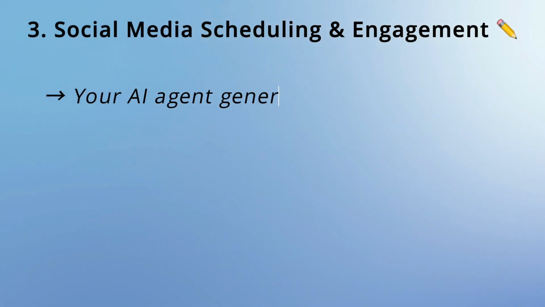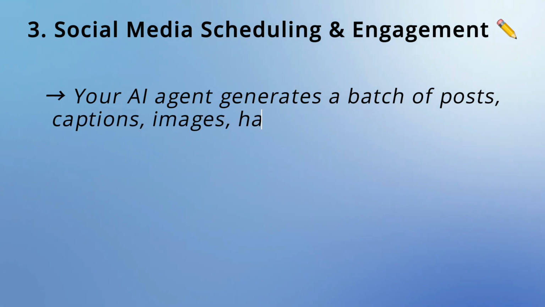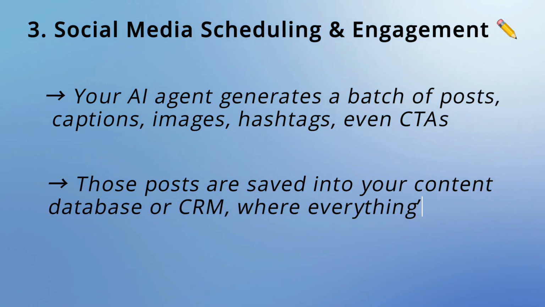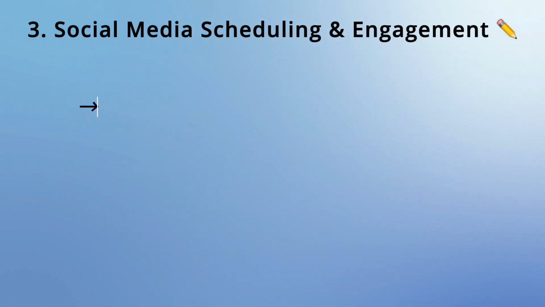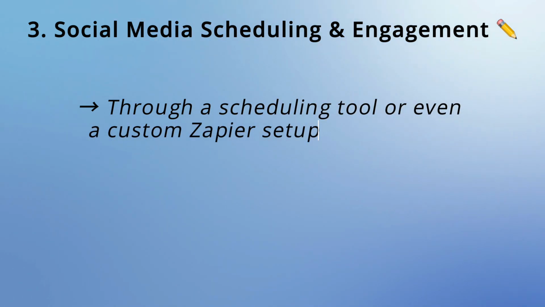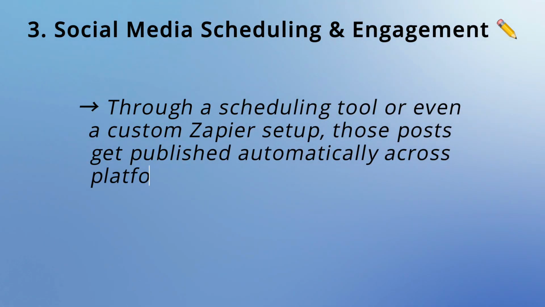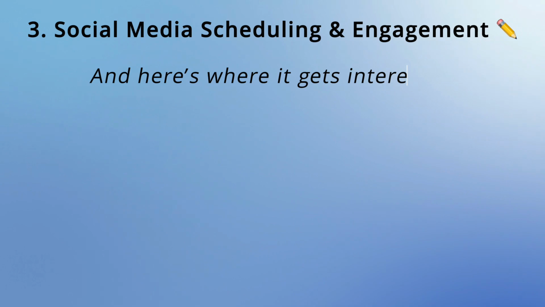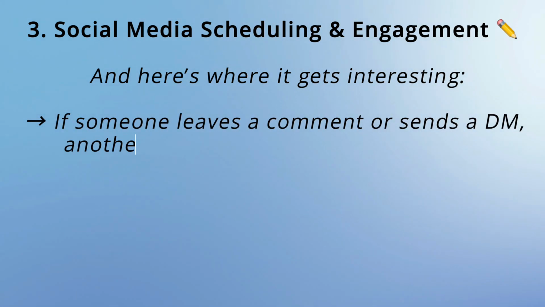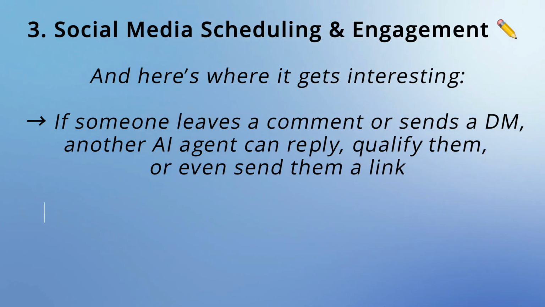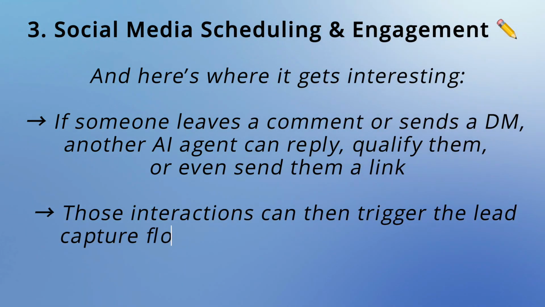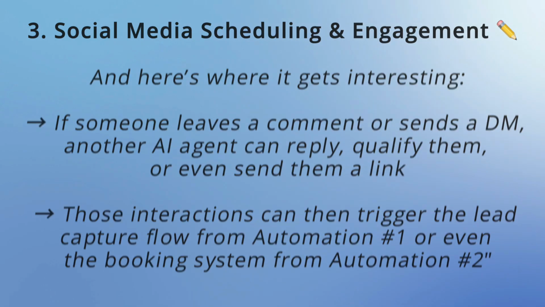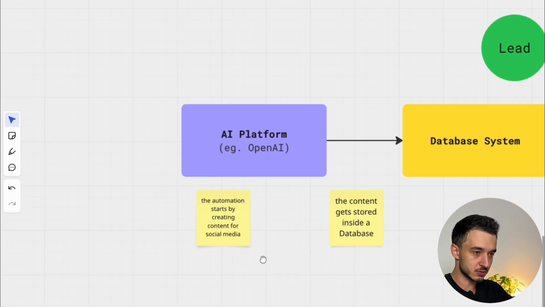Your AI agent generates a batch of posts, captions, images, hashtags, even call to actions. Those posts are saved into your content database or CRM, where everything is organized and ready to go. Through a scheduling tool or even a custom Zapier setup, those posts get published automatically across platforms like Instagram, LinkedIn or Facebook. And here's where it gets interesting. If someone leaves a comment or sends a DM, another AI agent can reply, qualify them or even send them a link. Those interactions can trigger the lead capture flow from automation number 1 or even the booking system from automation number 2.